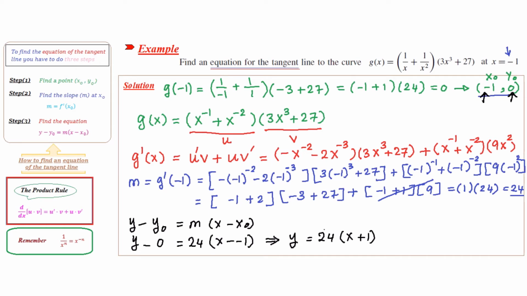And if you multiply 24 by the terms inside the brackets, you will get y equals 24x plus 24. And this is the equation of the tangent line.